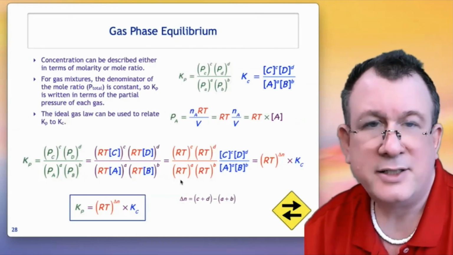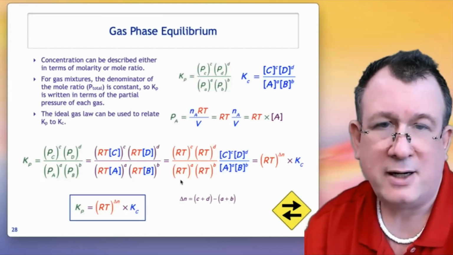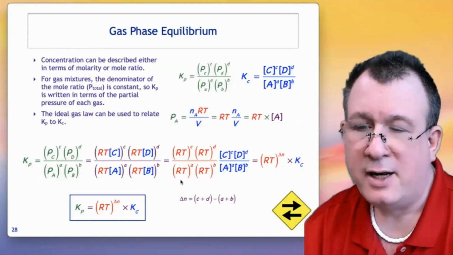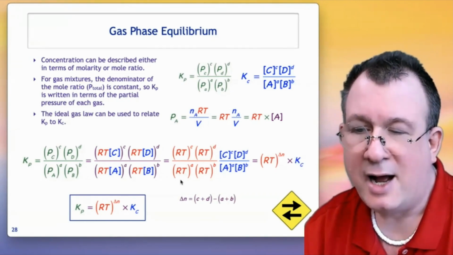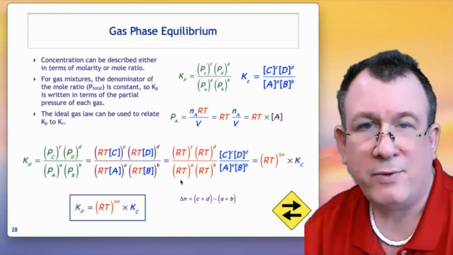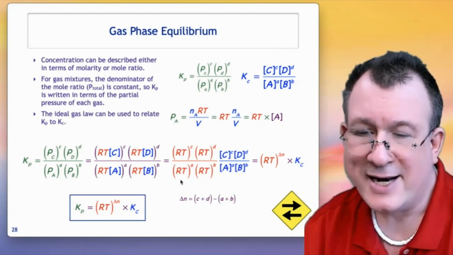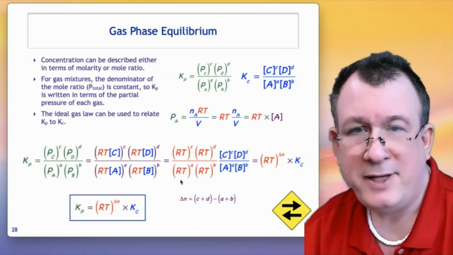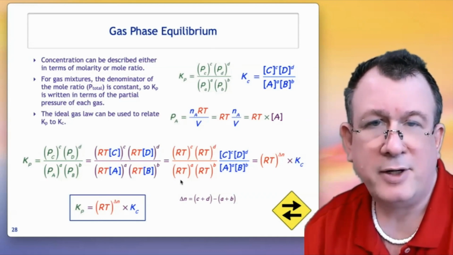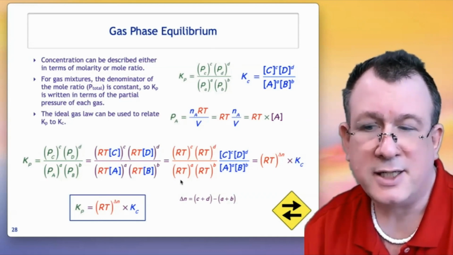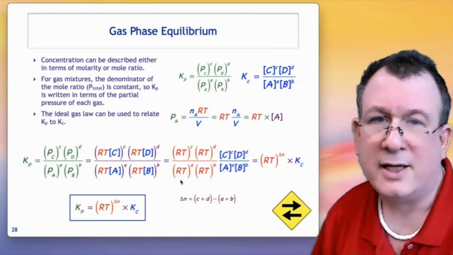And then I can say, well, R and T are not going to change for my reaction. I'm going to do my reaction at one temperature. One reagent isn't going to have a different temperature than another reagent. So I can collect all the RTs. I do have to be careful to make sure that I'm raising these things to the power that's equal to the coefficient in the balanced chemical equation. And then I can collect them. In other words, Kp, my equilibrium constant in pressure, is equal to my equilibrium constant in concentration times RT to the delta n.